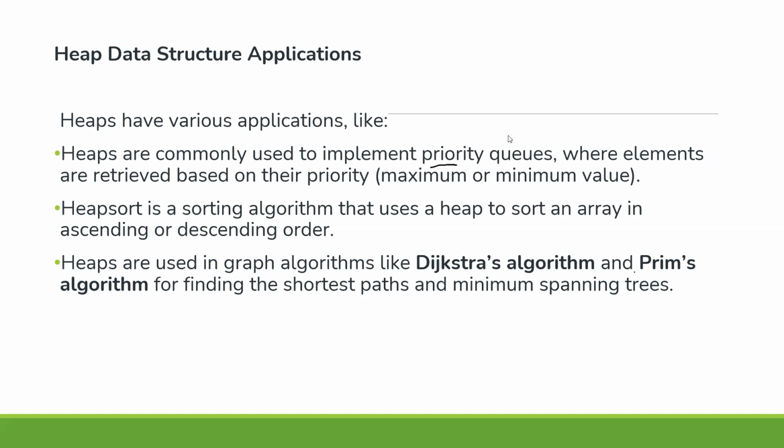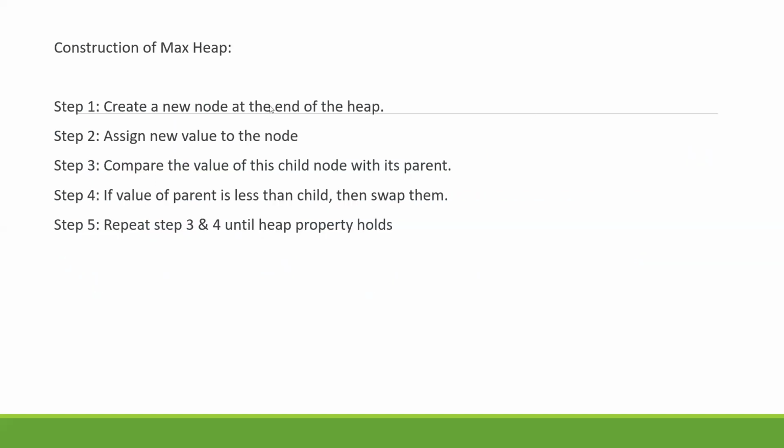Now we can start the work of inserting. Construction of a max heap. How are we going to construct a max heap? Step one, create a new node at the end of the heap, wherever we are going to insert the value. Newly we are going to start from the new node. Next, assign the new value to the node. Next, compare the value of the child node with its parent. If the parent is less than the child, it has to swap the values. We have to interchange them.